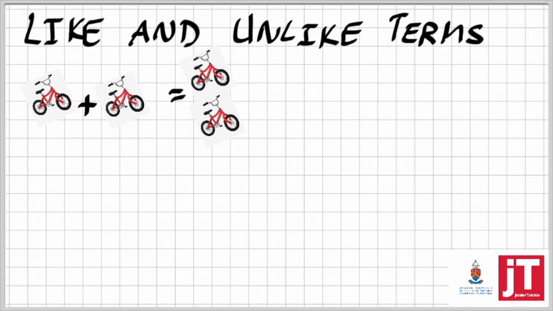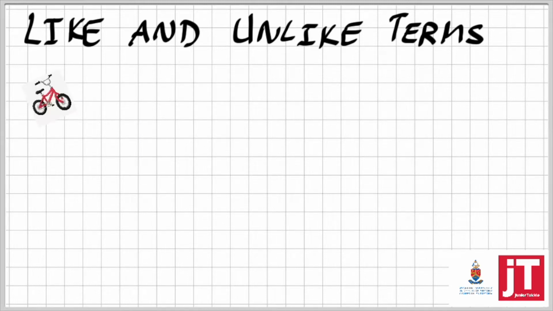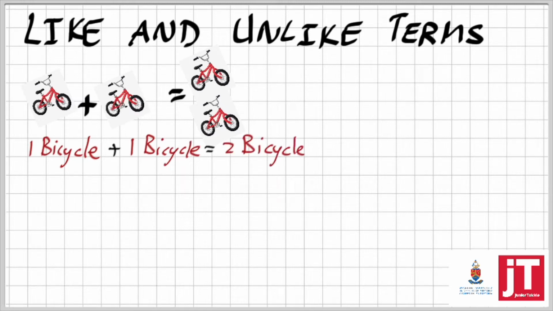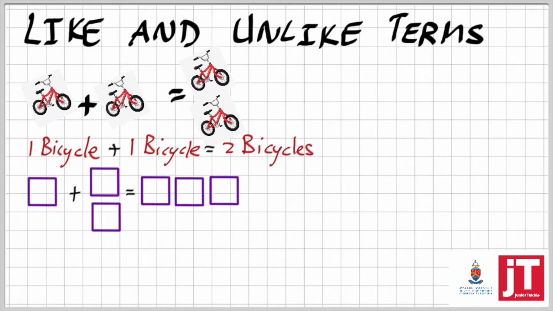Well, imagine you have two bicycles that you add together. One bicycle plus another bicycle. Well, duh, sir, that's two bicycles. Now, if I write this out, I'm basically saying one bicycle plus one bicycle equals two bicycles. Oh man, that is so simple. But what if I talk about boxes? One box plus two boxes gives me, you're right, three boxes.